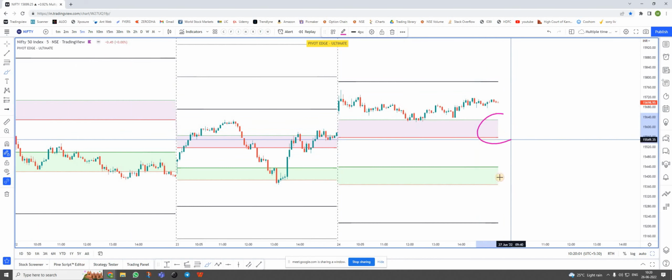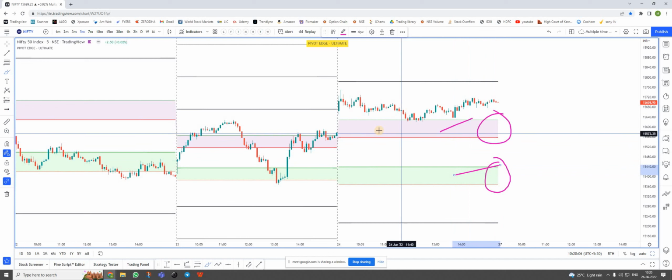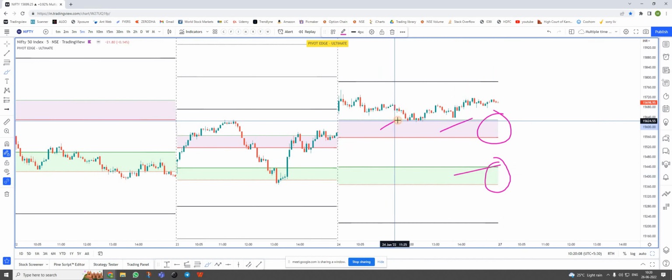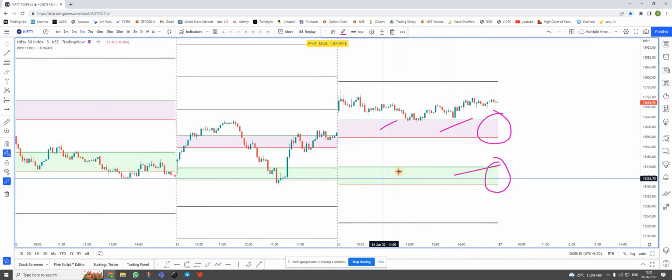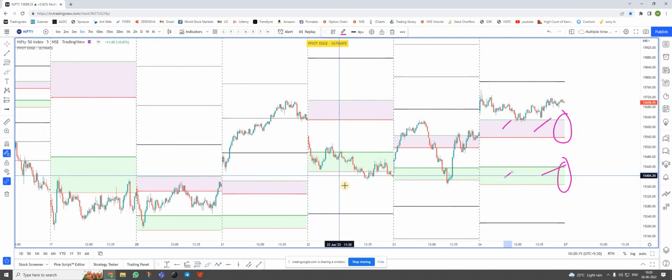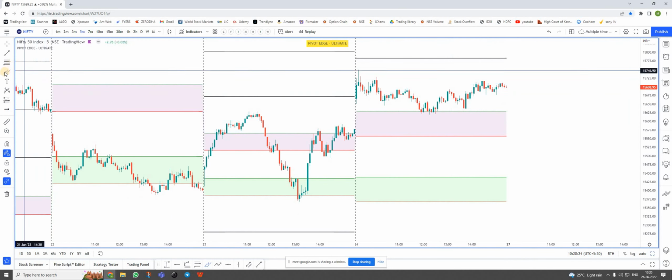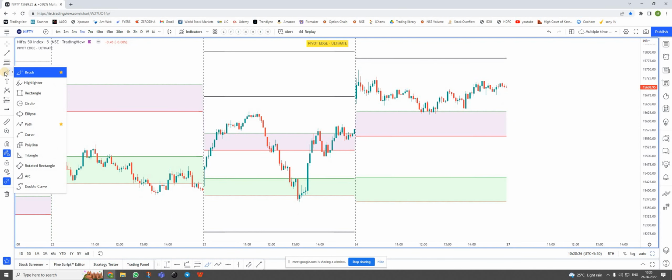First, I am plotting two different color bands here, one in red and one in green. So we can make out that the red can be a resistance zone and the green can be a support zone. For every day it will be plotting these support and resistance bands, okay. Based on the price opening and the price movement, we can see the price mostly respects all these four lines of the band, okay.